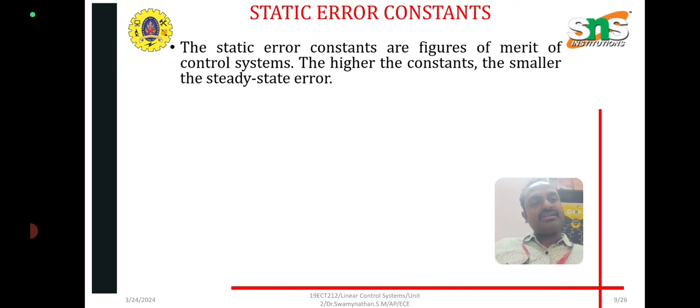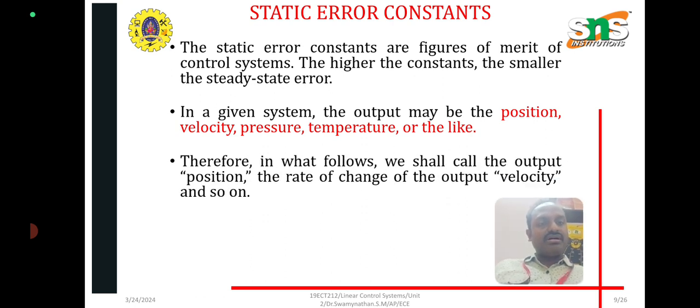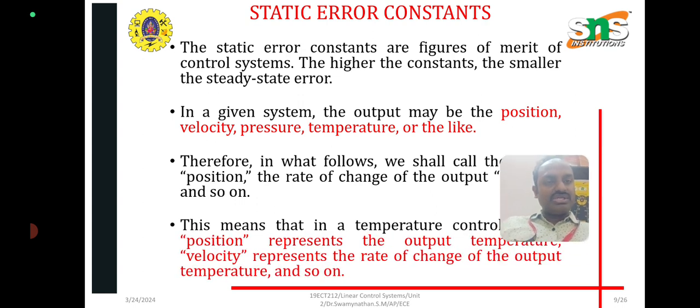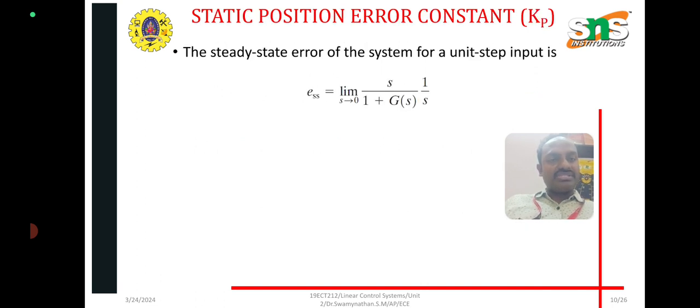The steady state error constants indicate the merit of a control system. The higher the constants, the smaller the steady state error. In a given system, the output may be position, velocity, pressure, temperature, or anything else, and we can call it position, with the rate of change of the output called velocity. For a temperature control system, position represents the output temperature, velocity represents the rate of change of the output temperature, and so on.